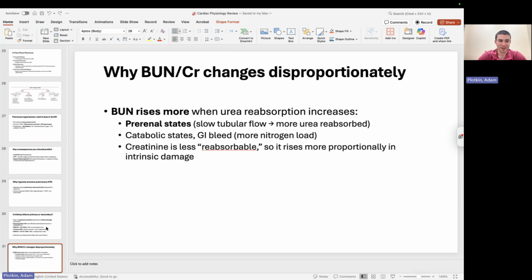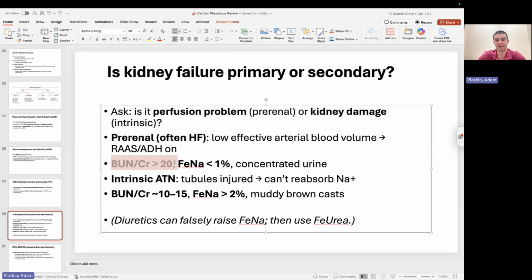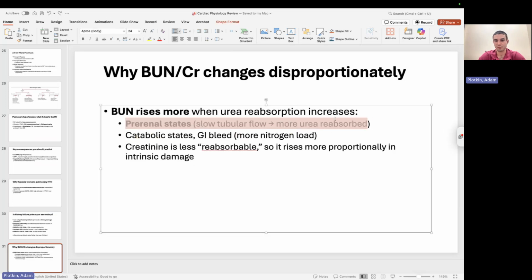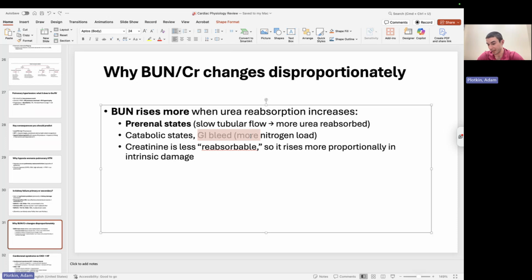It's going to increase their BUN. So again, that's why the BUN to creatinine ratio tends to be above 20 in pre-renal, but not as high in intrinsic, because in the pre-renal states, more urea is reabsorbed. And that's that little tidbit on the GI bleed. Okay.